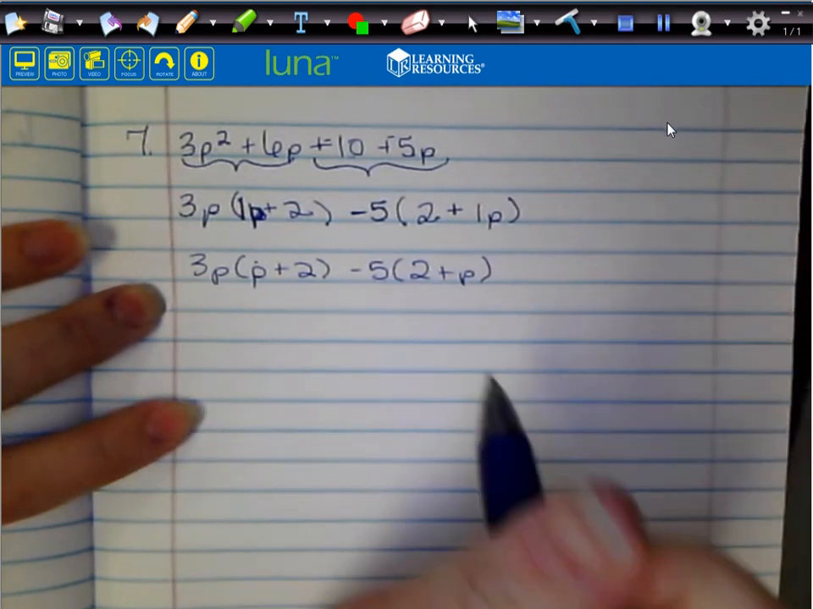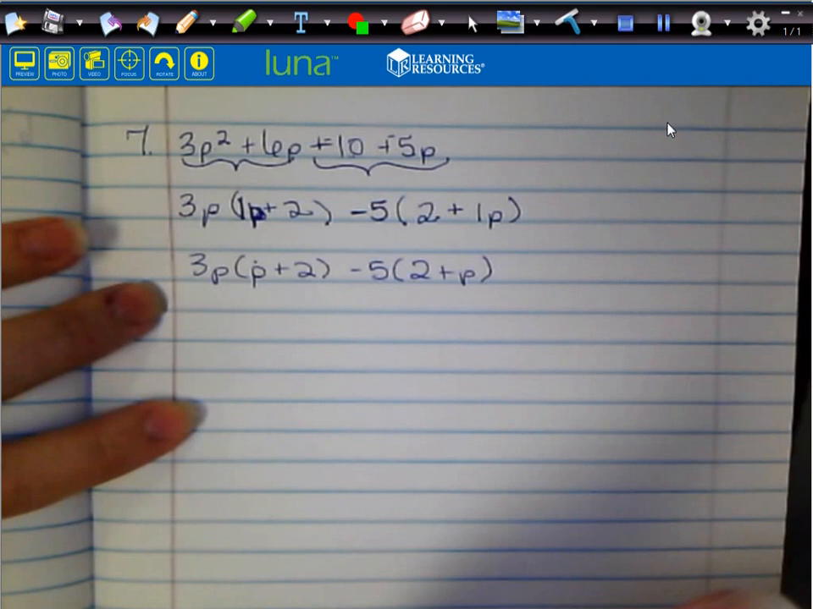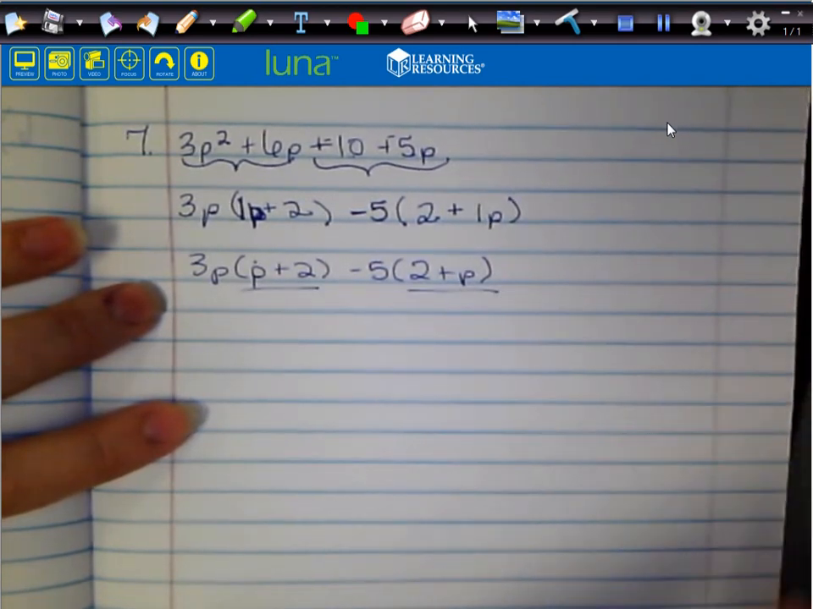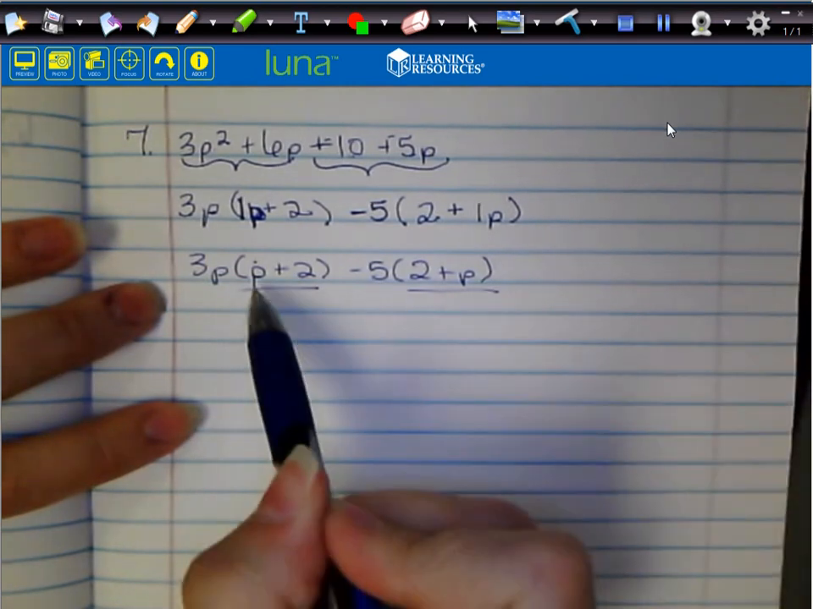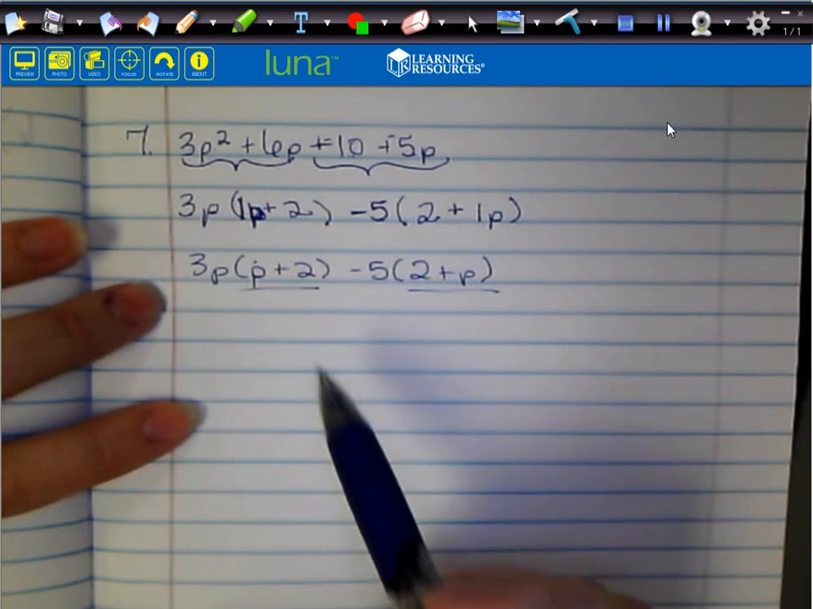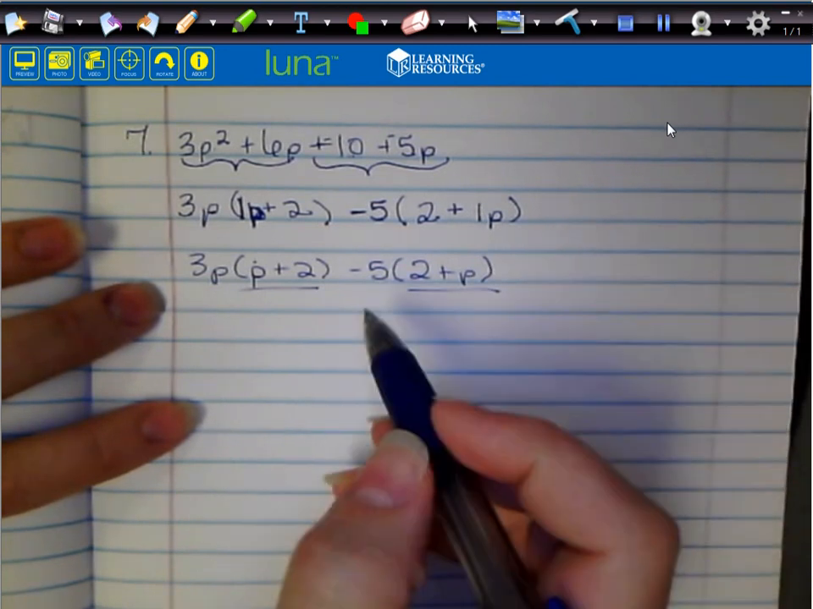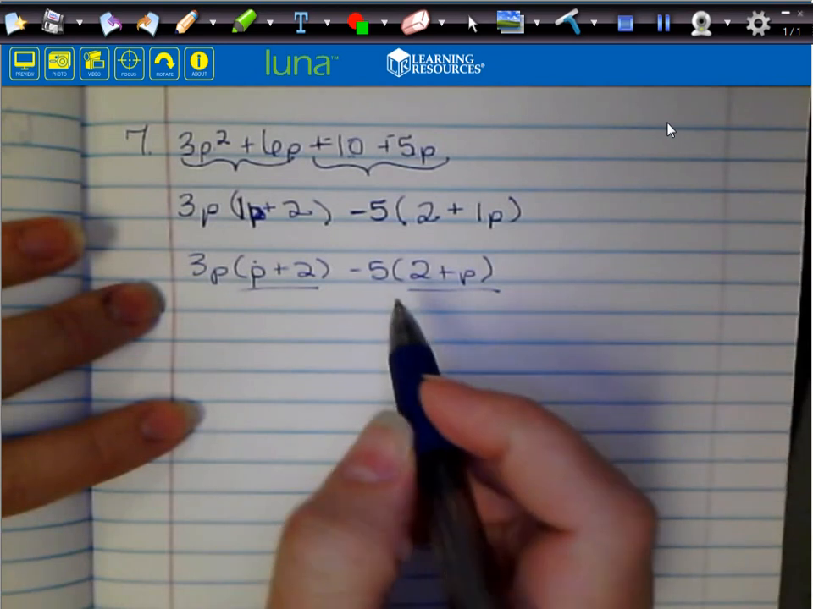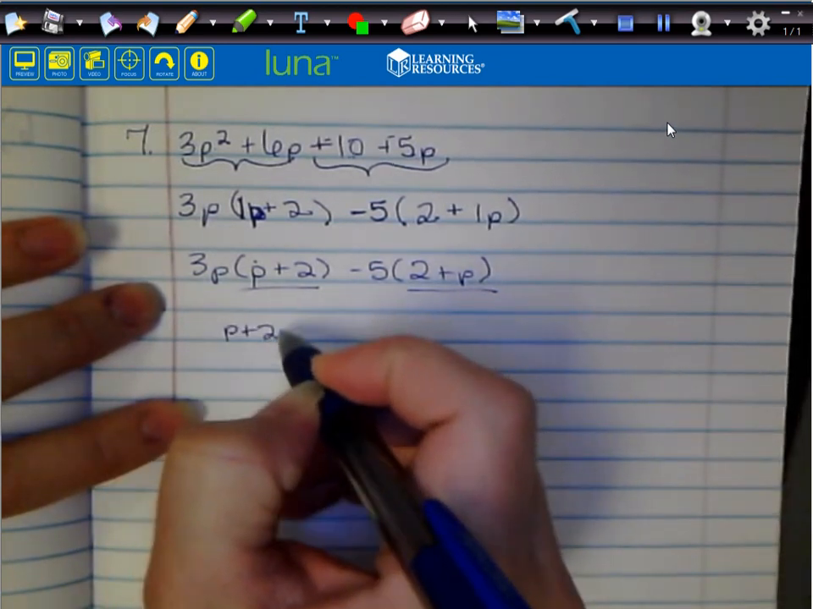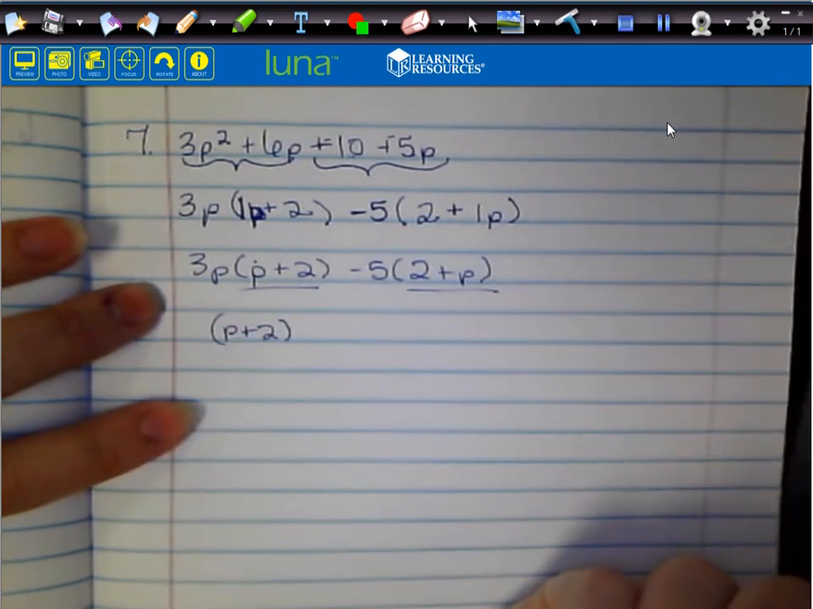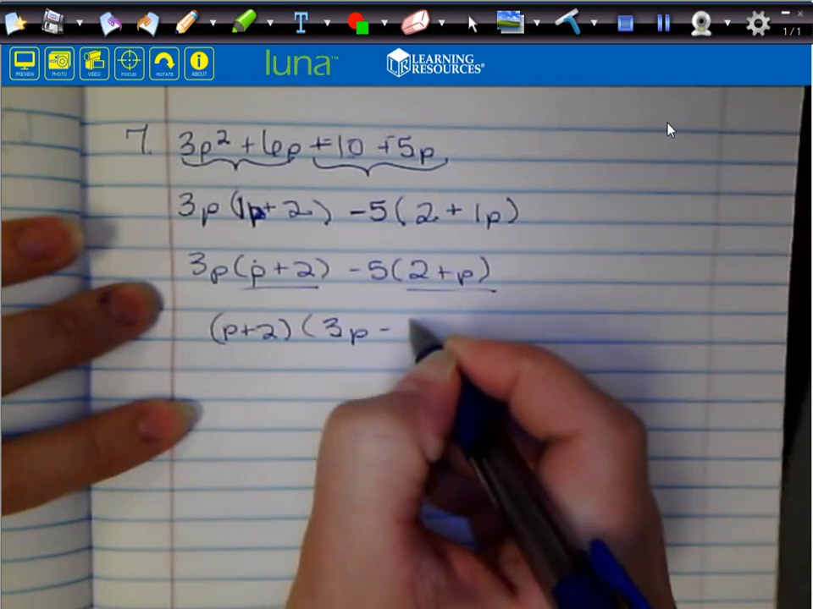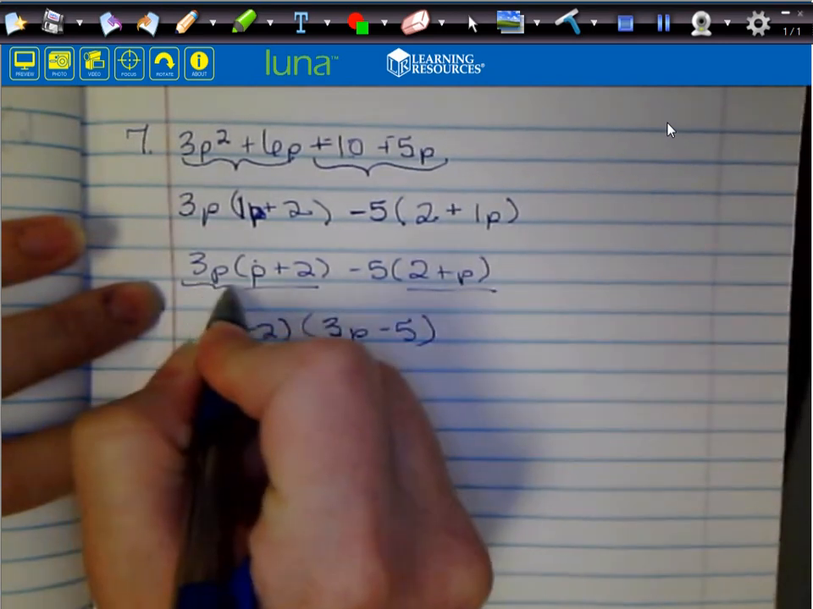Okay, so this is a little bit different from all of the other ones we've already done because here we have p plus 2 and 2 plus p. The important thing here to remember is that they are both positive. The p and the 2 are both positive, so it doesn't matter what order I'm adding them in. They are the exact same thing. So that's the exact same thing as saying that I have p plus 2 in both sets of parentheses, because that is actually what I have. And in my second set of parentheses, it's going to be 3p minus 5, because I have 3p minus 5.